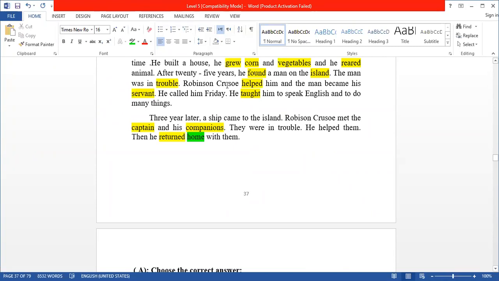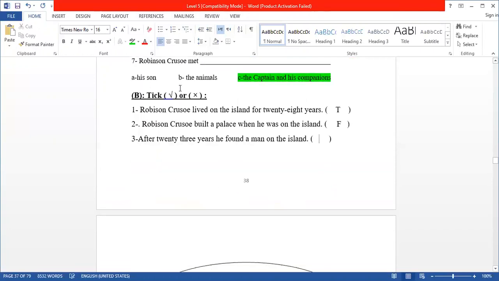After 25 years, he found a man on the island. So he's saying 23 years. So it's false because he stayed there for 28 years. The last 3 years, he found that guy. He spent about 25 years on the island before he found the man. It is false, it's 25 years.